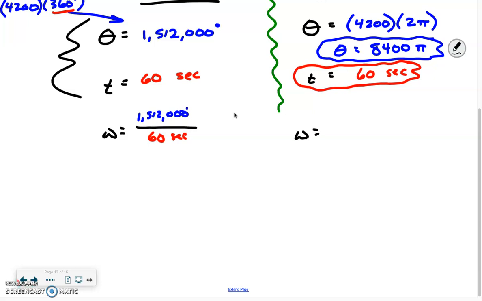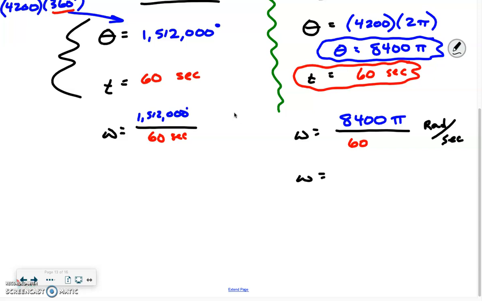Omega is going to be equal to 8,400 pi, and that is over 60. Remember, we can take care of the labeling right now. We know that this is going to be in radians per second. We're there. We just now need to clean up the numbers.